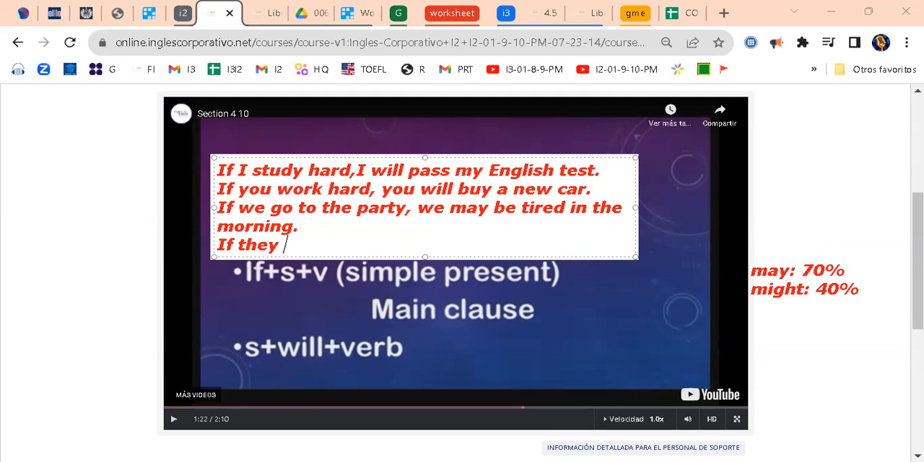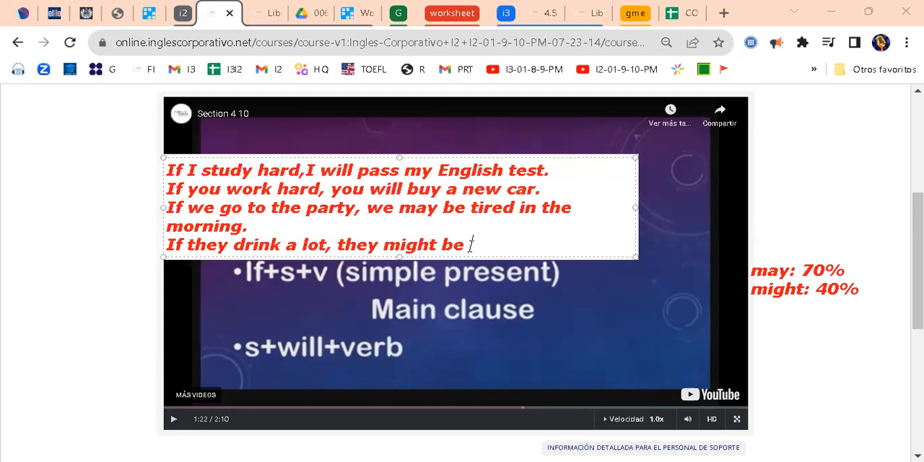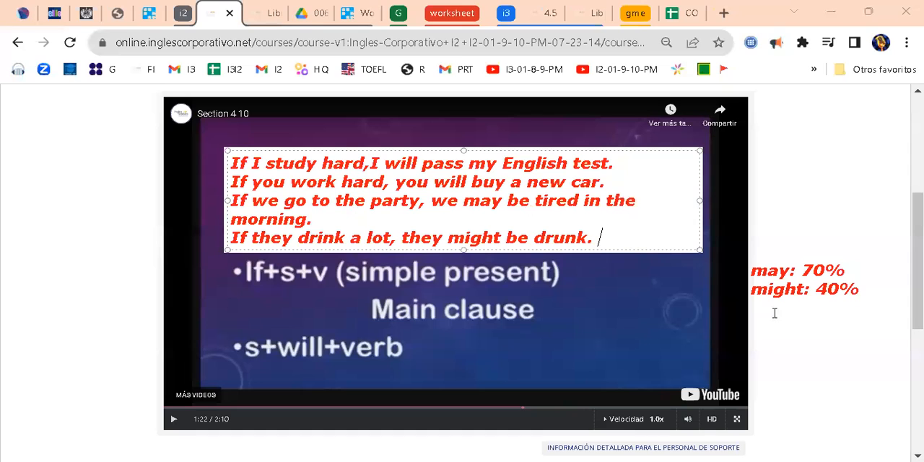Another example, if they drink a lot, so what is going to happen if they drink a lot? They might be, so what do you think about it? They might be? Any idea? So if they drink a lot, they might be? Drunk. Drunk, yeah. Okay. They might be drunk. So the difference between this may and might is the percentage of probability. So may 70%, might 40%.